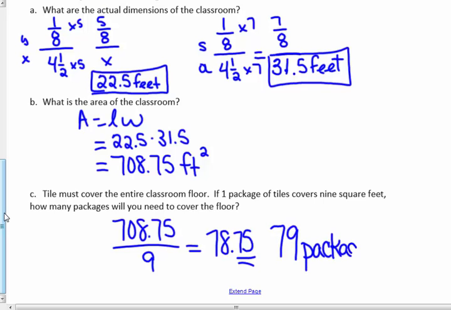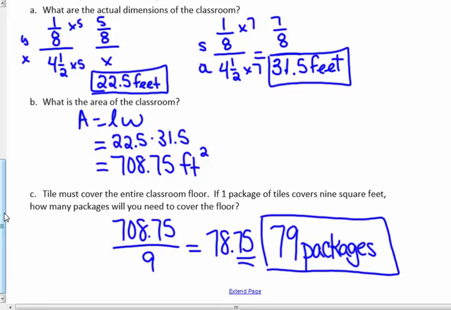Yes, you'd have a tile or 2 left over, which is good in case you get a chip in one or something, you can replace it.